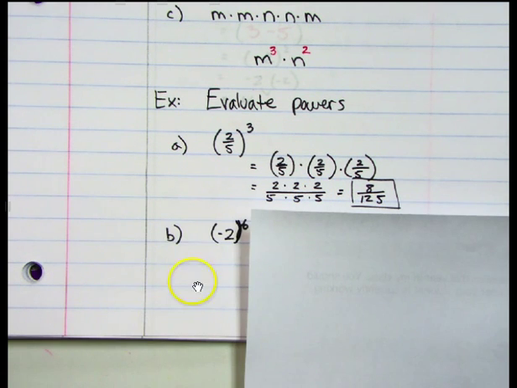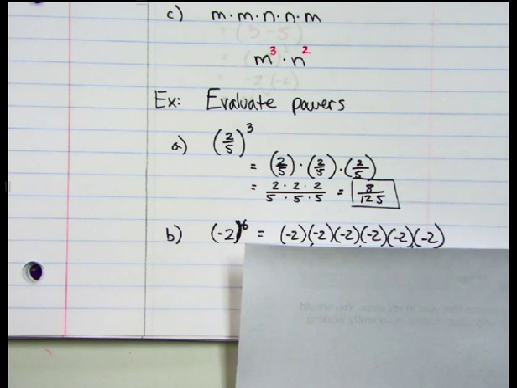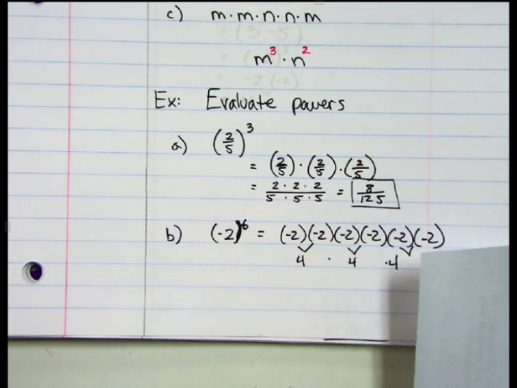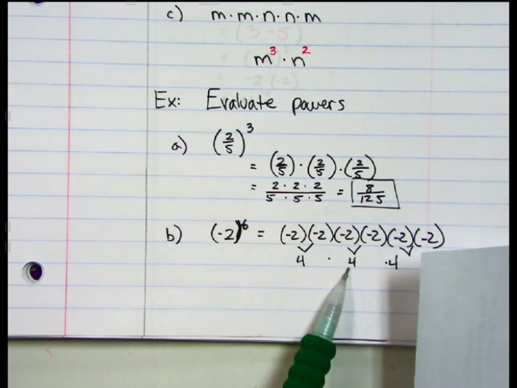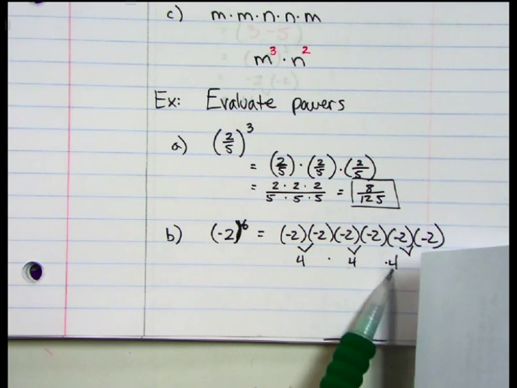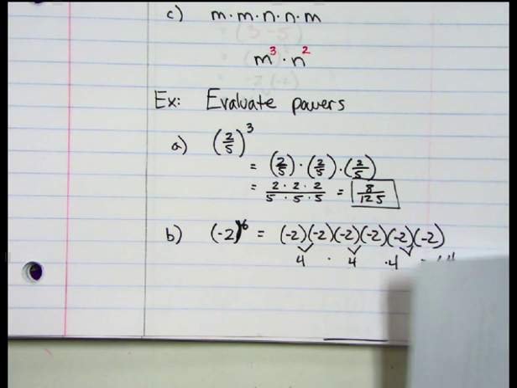Okay, let's try to evaluate. This is -2 to the 6th power. So if we had to expand that out and write it out, what do you think it'd look like? Something like this: -2 times -2 times -2 times -2 times -2 times -2. Basically, there are 6 -2's being multiplied with each other. So what I would do is write it all out and then simplify it piece by piece. So -2 and -2 is 4, another -2 and -2 is 4, and the last -2 and -2 is 4. And then I can just multiply those three together and get 64.